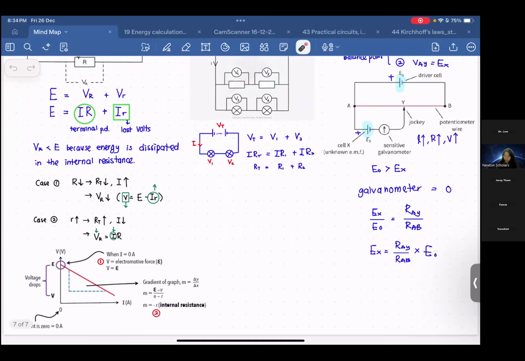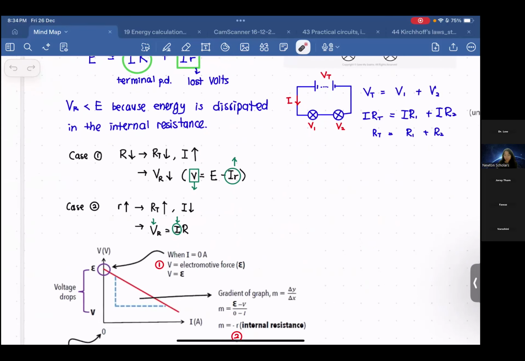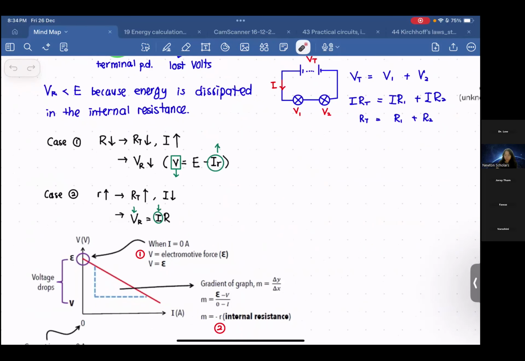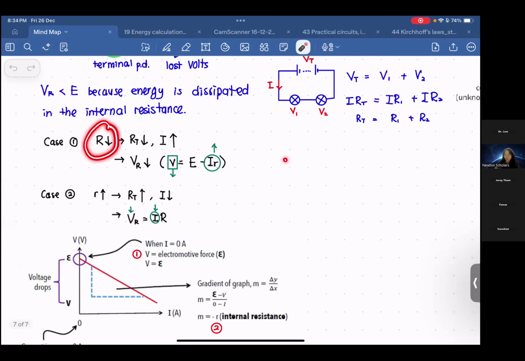So if you revise back the past year papers that we have done, they normally ask you, when the variable resistor increases or decreases, what happens to your voltmeter reading? So this is the relationship. When resistance decreases, the total overall resistance decreases, so the current in the overall circuit actually increases. Explain step by step. They might be asking you something like this.